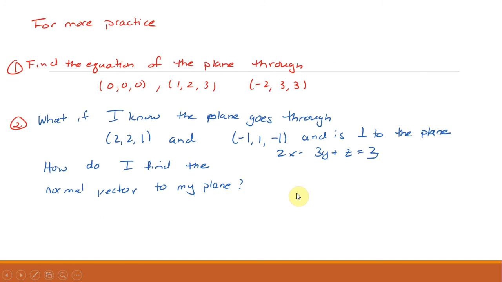All right, so for more practice, just try one. Find the equation of a plane through these 3 points. And then realize that you could be given other information. So for example, what if I know the plane goes through 2 points and is perpendicular to this plane over here? How do I find the normal vector to my plane from this information?